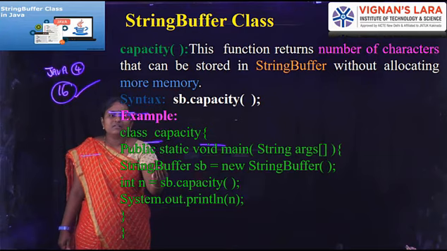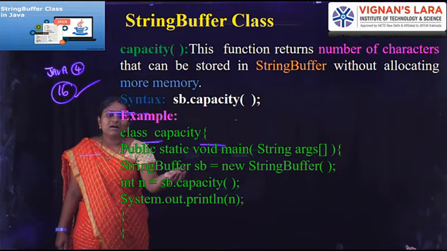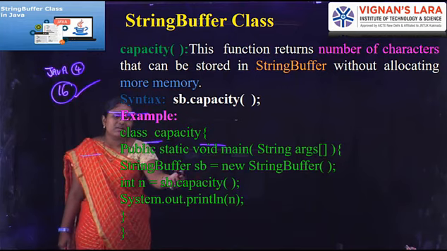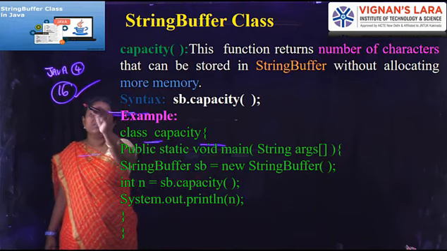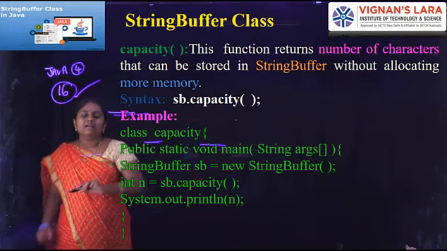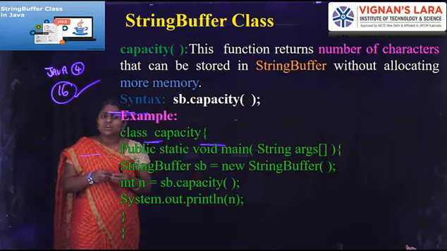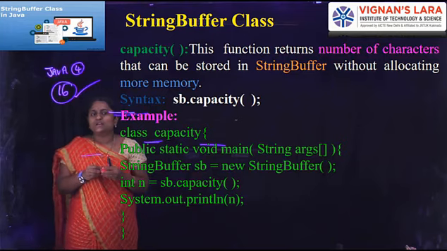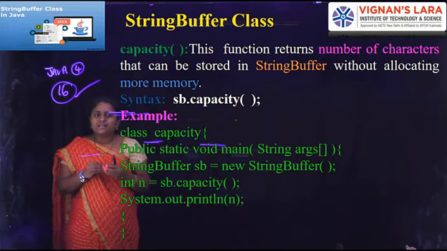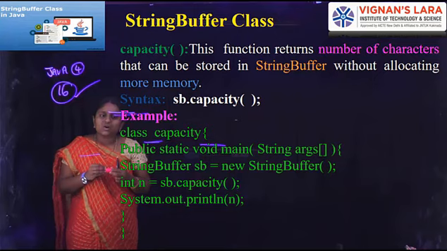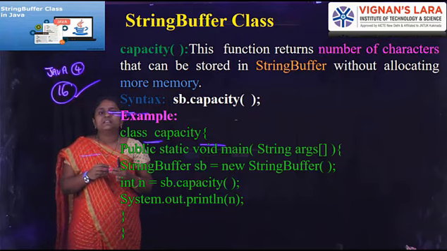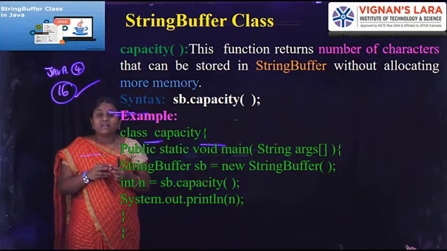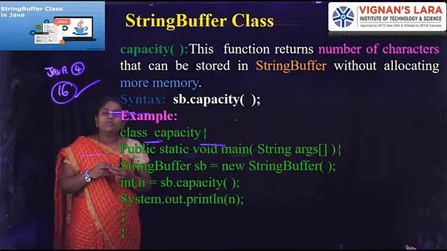Here System.out.println(n). Our result is stored in n. It returns the integer data type. Next, System.out.println(n). What is the output of this given statement? 16. It is the functionality of the capacity method. This function returns the number of characters that can be stored in the string buffer. Initially, the default constructor of the StringBuffer class gives 16 characters. It returns the number of characters that can be stored in the string buffer without allocating more memory.